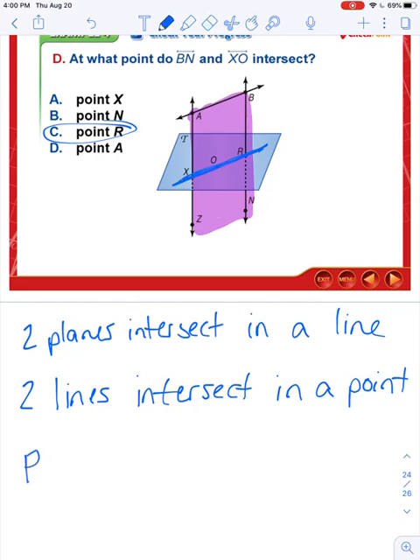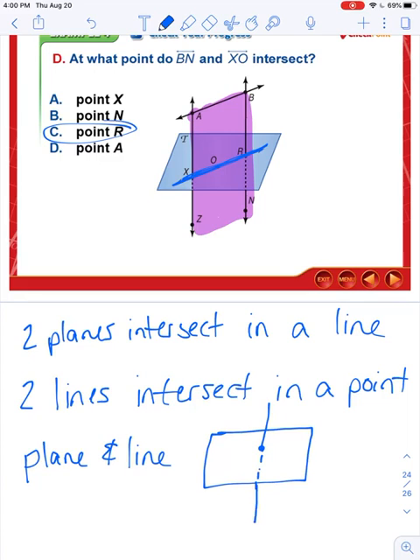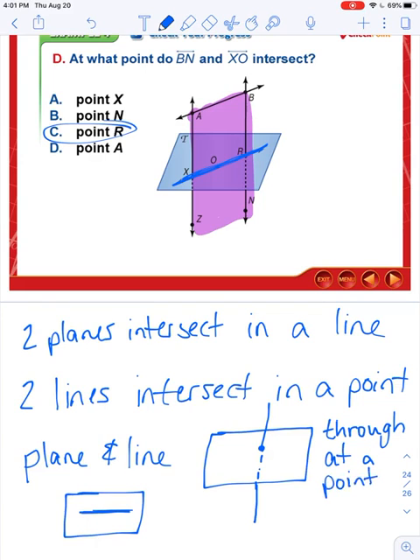And if we have a plane and a line, these can intersect either at a point if the line goes through the plane, or in a line if the line is on the plane. So through, at a point, on the plane, at a line.